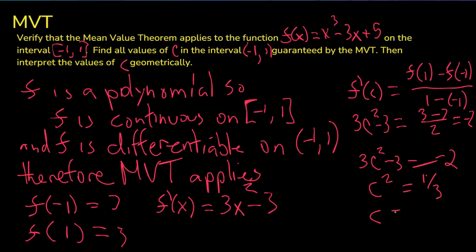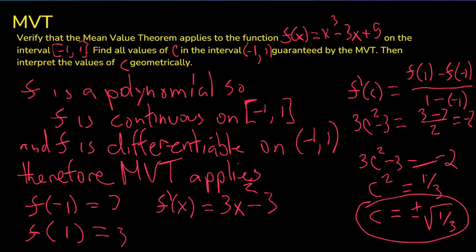Taking the square root, remember you have to account for the plus or minus when you solve an equation involving a square root. So plus or minus square root of 1/3. Plus or minus square root of 1/3 are both on the interval -1 to 1. So there are two numbers guaranteed by the mean value theorem on the interval -1 to 1.